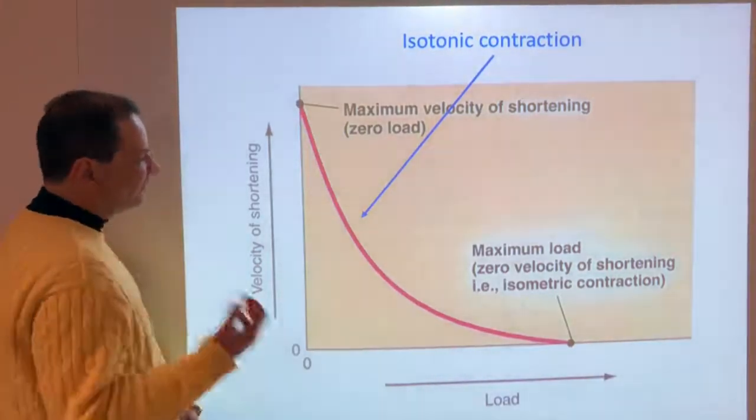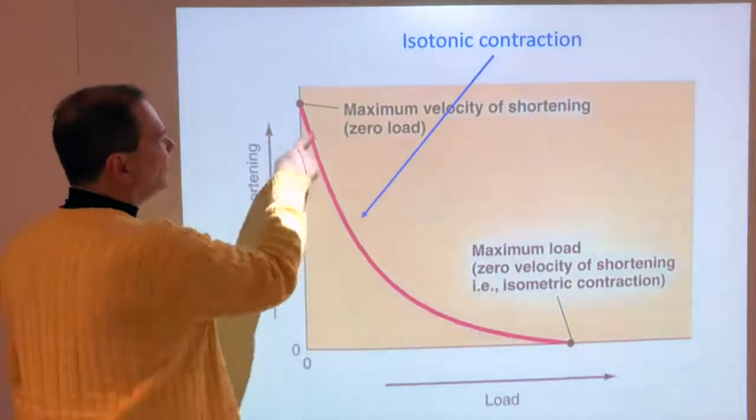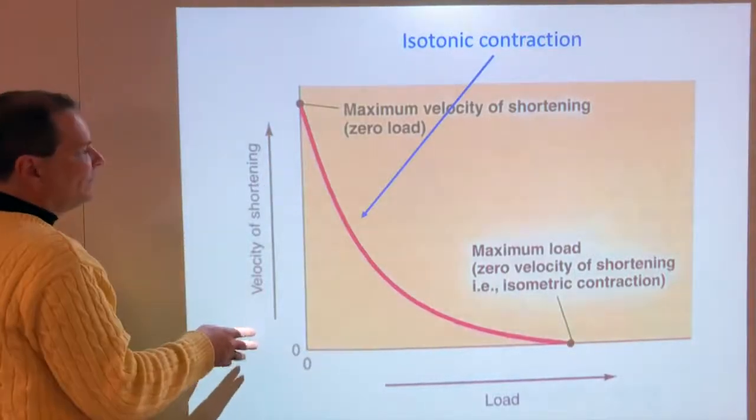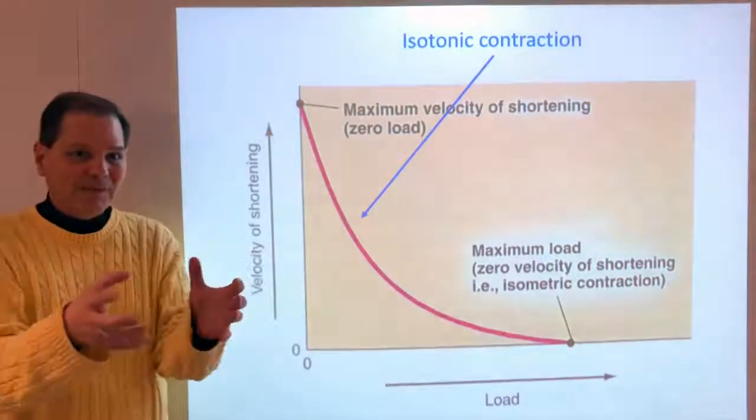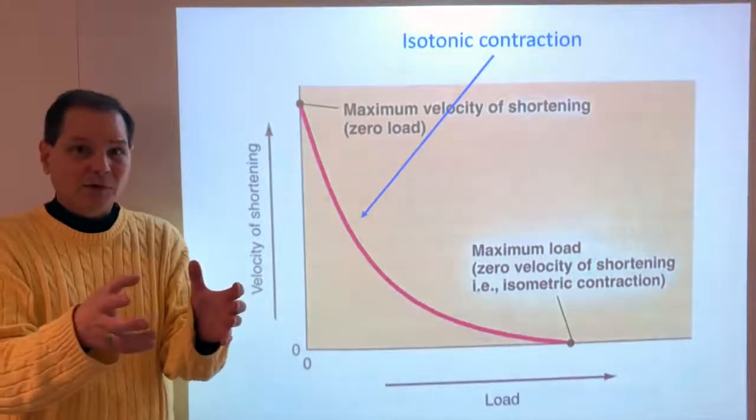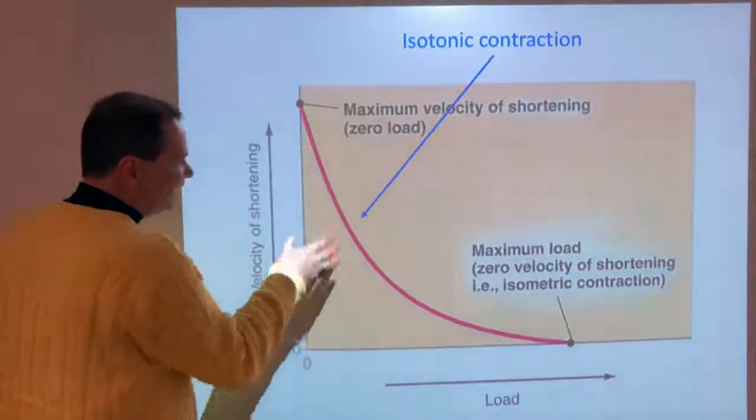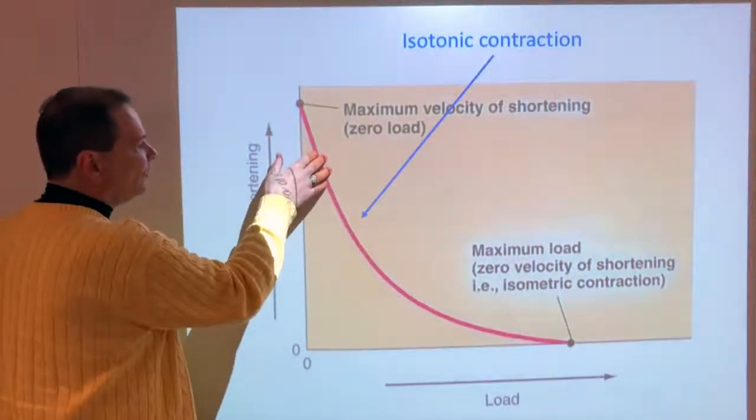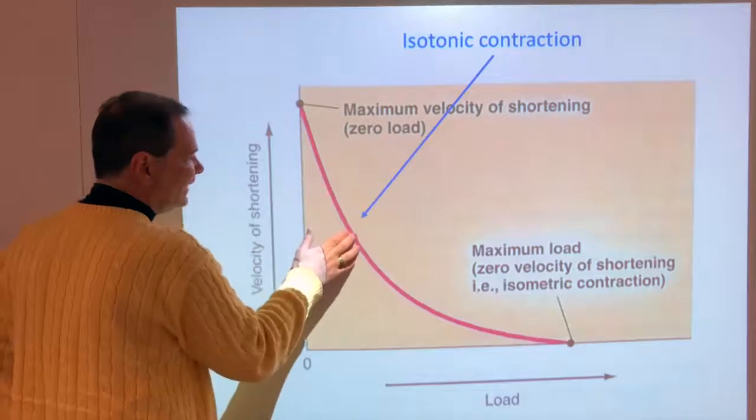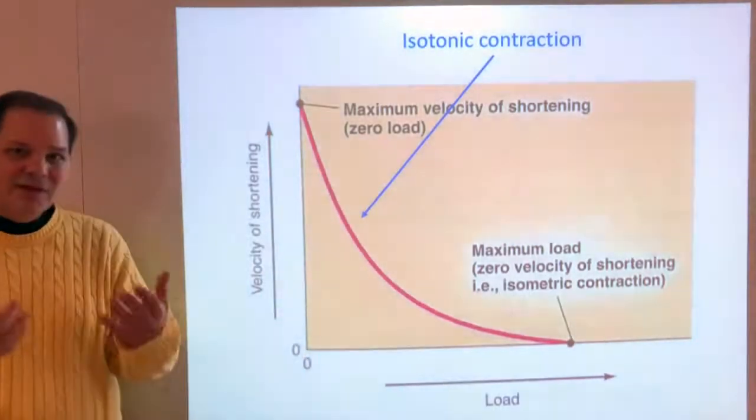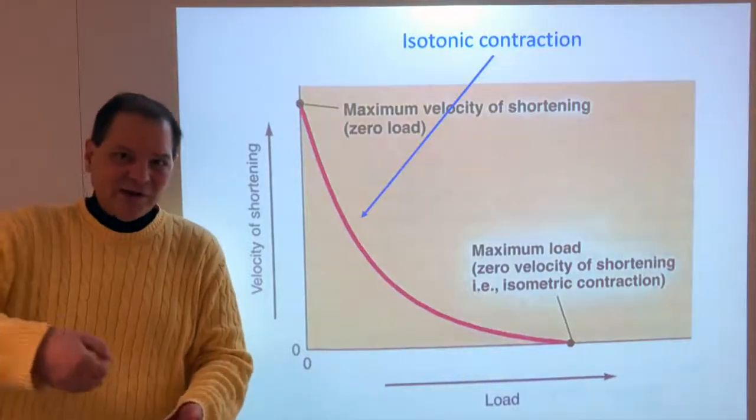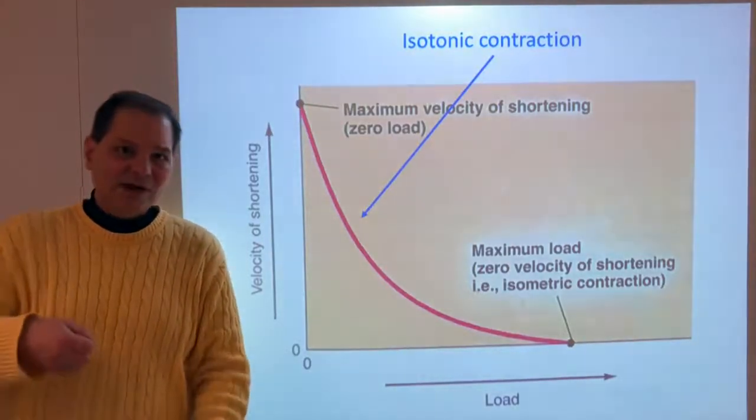So if I take a muscle fiber and I put a load on it, let's say I put weight on it, the muscle fiber has to generate enough tension to overcome that load in order to contract and shorten. And so the more load you put on the muscle, the more tension it has to generate, the slower the velocity of contraction, because the muscle is contracting against a higher and higher load, and it's slowing that contraction down.